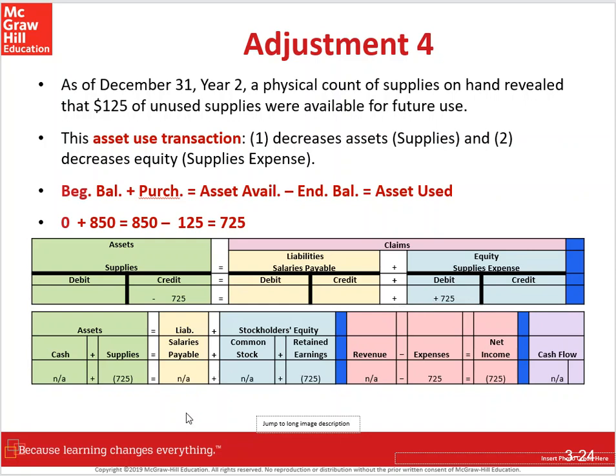So again, we've got an asset use transaction. Both sides of the equation are going down, but it's still an adjusting entry in that we don't use any cash, and we're just trying to match our expenses to the correct period. So supplies, the asset, are going down. Retained earnings are going down because we have supplies expense, which creates negative net income.